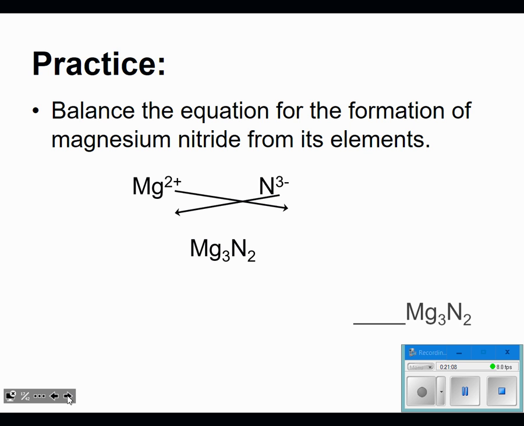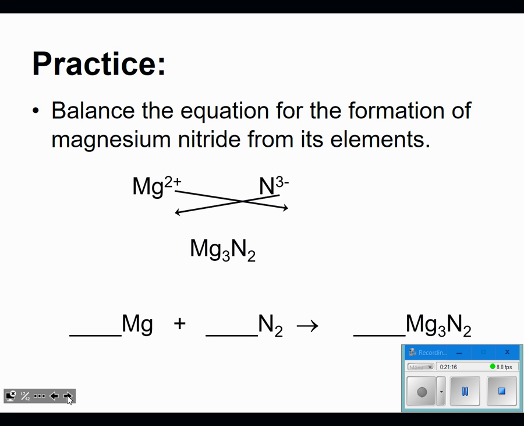All right, now that's a product, so we're going to put it on the left, and it said it was formed from its elements. So the elements that would create it would be magnesium and nitrogen. Nitrogen is one of those diatomic elements, so when it's by itself, it has to have a 2. Once we get this written, never change the subscripts. Okay? But now we want to do magnesium and nitrogen on this side.